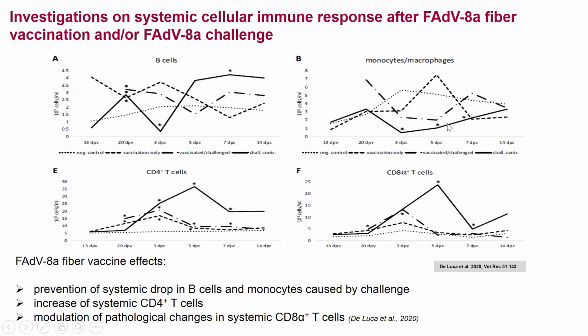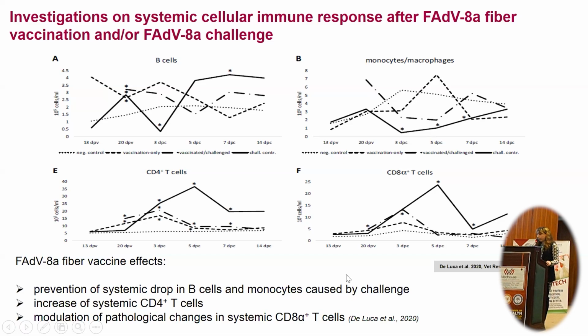So the solid line is the challenge, and you can see that was significantly low compared to the basal level, which is this one, whereas the vaccinated groups do not undergo such a pathologic drop. Instead, in the vaccinated, there was an increase of systemic CD4 T cells and also a modulation of pathological changes of the CD8 alpha T cells.